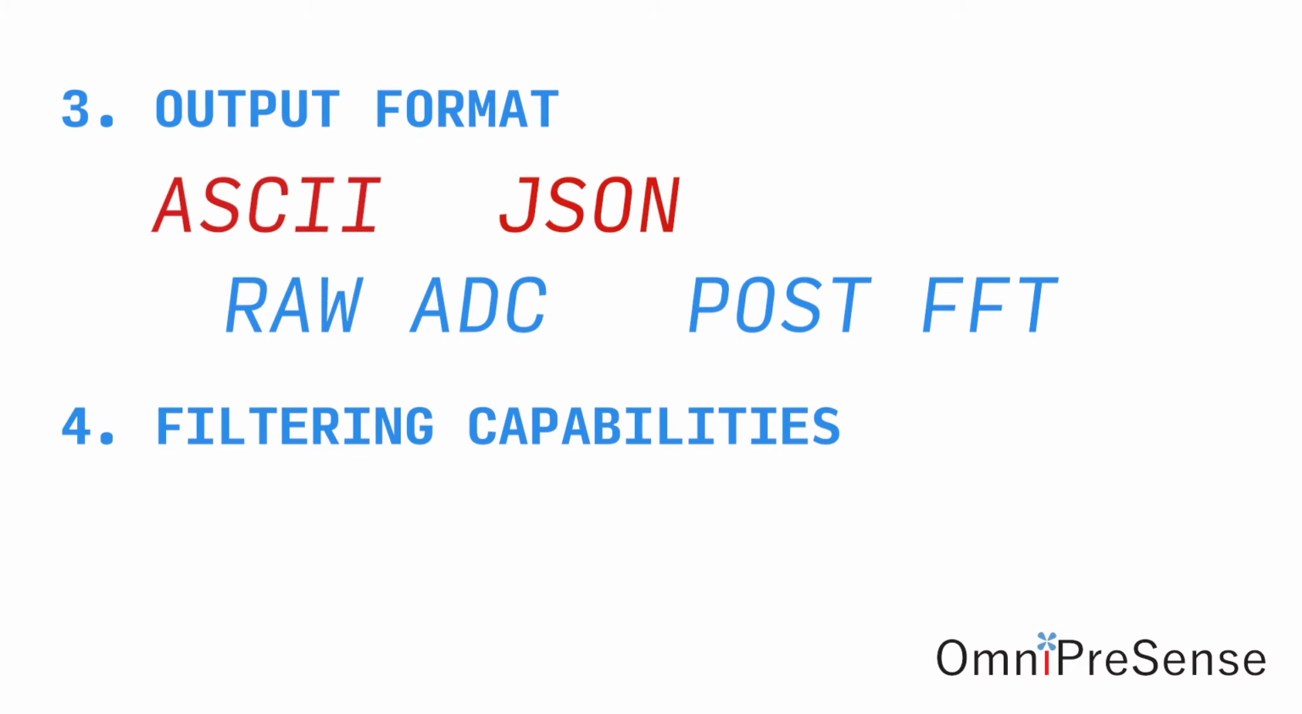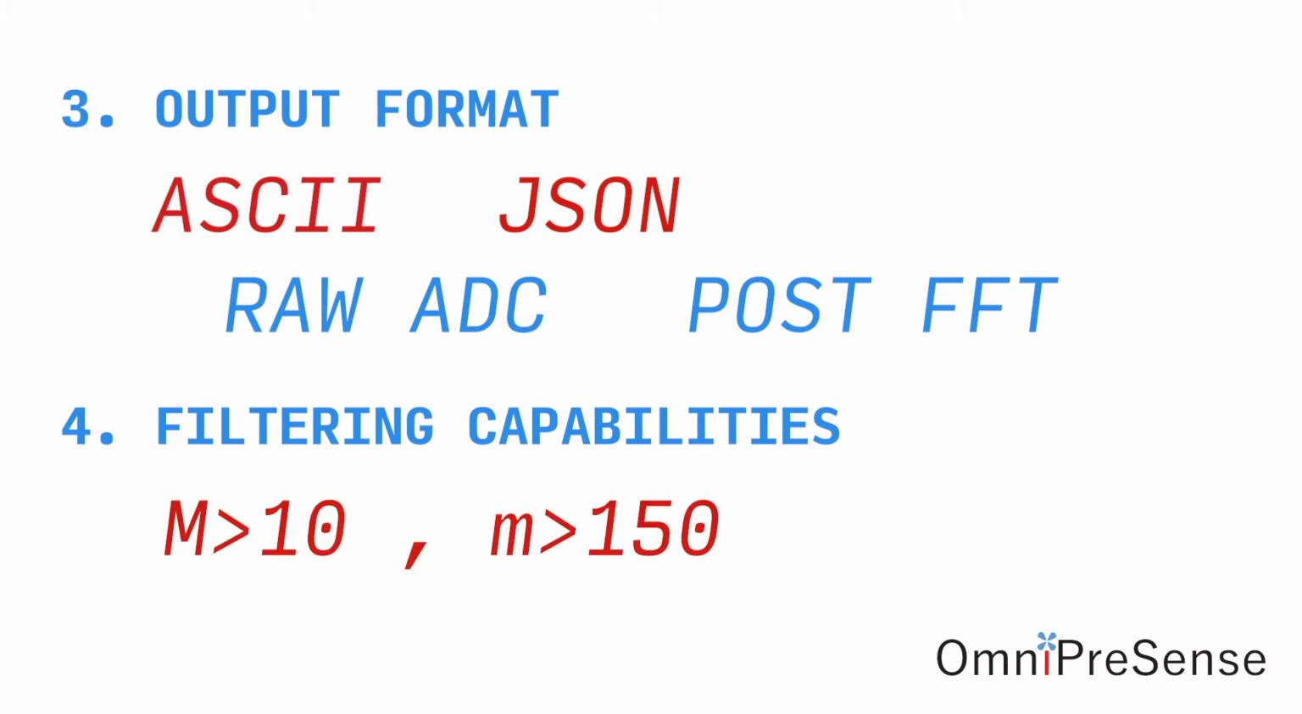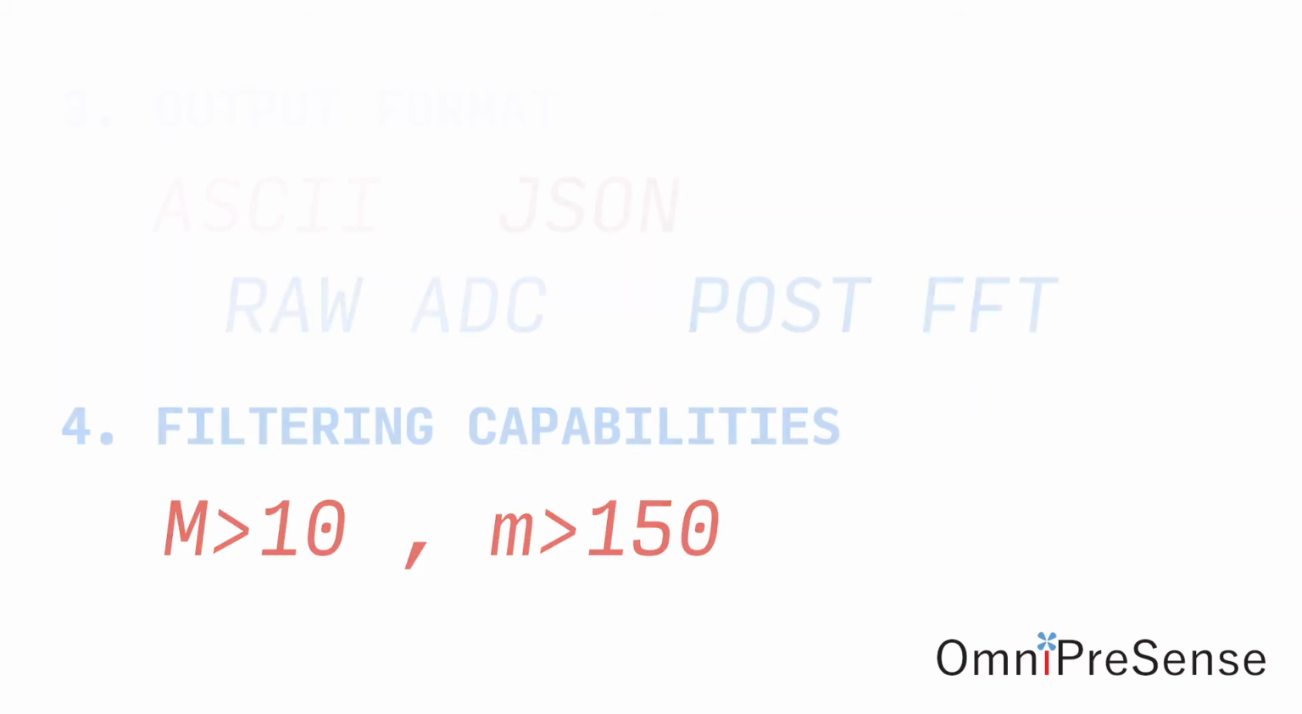The API provides a flexible way to filter the reported speed, direction, and range. The signal magnitude filter for the Doppler is set at capital M is greater than 10 and M is greater than 150 for the FMCW. We'll discuss the filtering capabilities in more depth a little bit later.